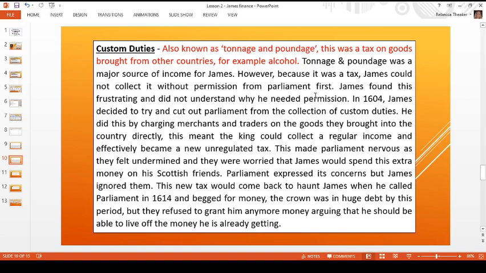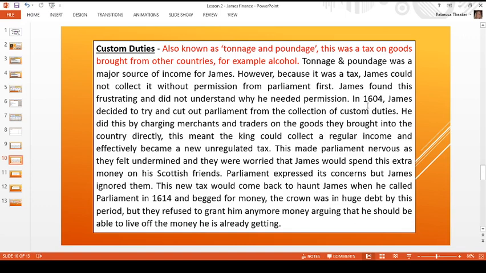But James found this really frustrating. He did not understand why he needed permission from Parliament to collect this tax. He thought, in a sense, that it was a bit stupid. You know, I'm the king. These goods are being brought into my country, so if I want to tax them a certain amount of money, then I will tax them. And I don't need permission from Parliament.